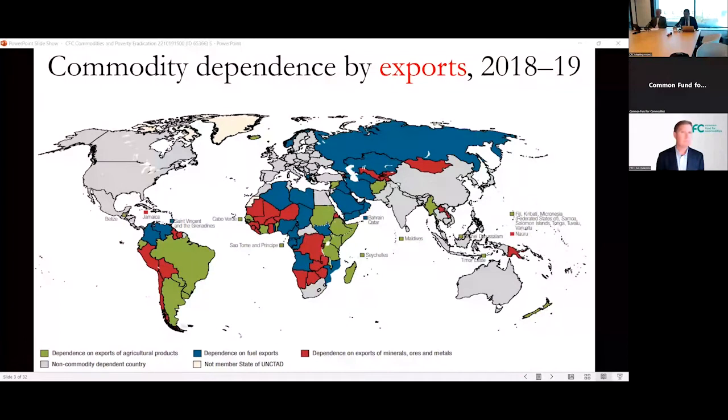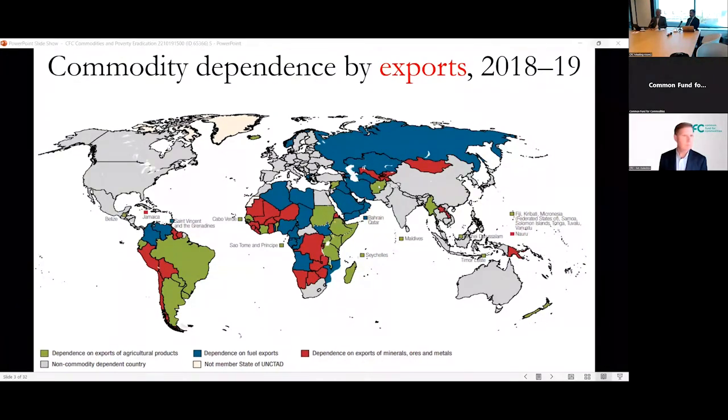Okay, so the next few slides are going to describe the extent of commodity dependence. I mentioned earlier that many of the commodities are actually produced by some of the richest countries in the world. The largest agricultural exporter in the world, for example, is the United States. The second largest exporter, as I mentioned earlier, happens to be the Netherlands, a relatively small country, and so on and so forth.